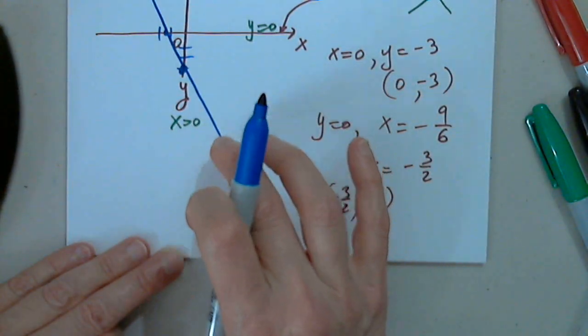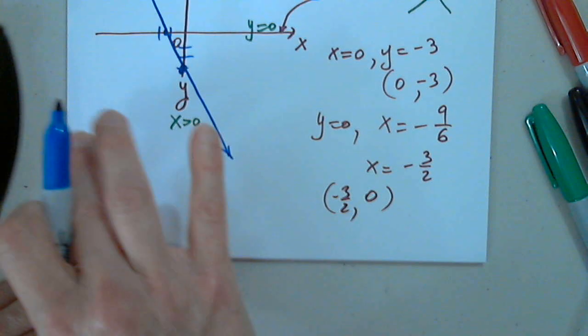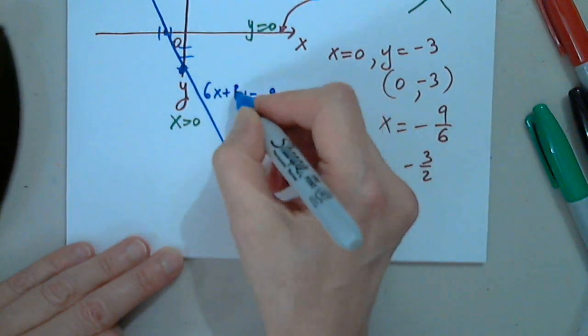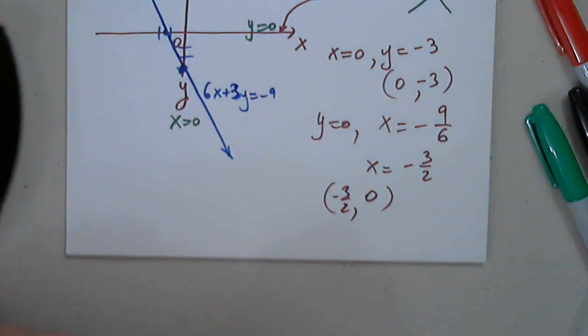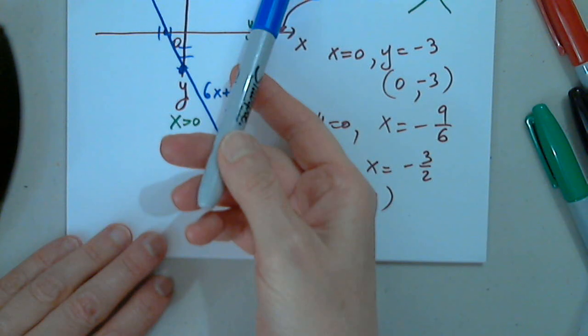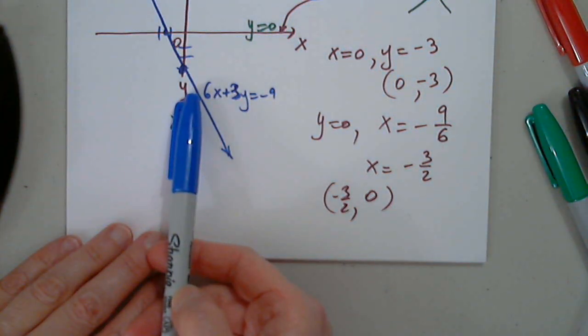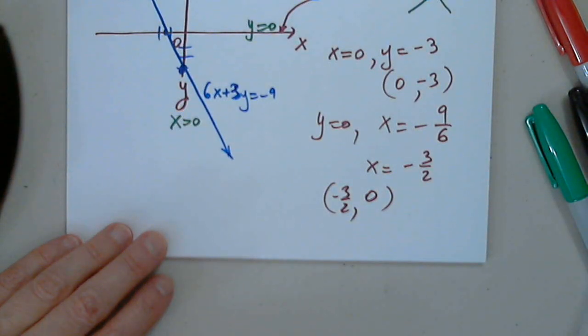I always write next to it, left, right, up, down, it doesn't matter where. I write 6x plus 3y equals -9, so I know what I graphed. And as expected, this is a line with a negative slope. Any questions?